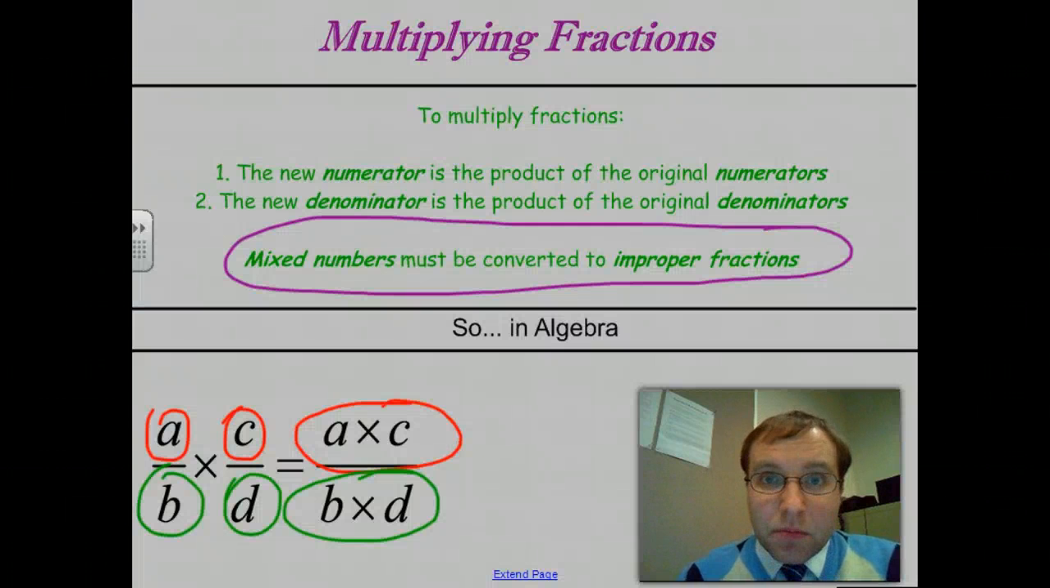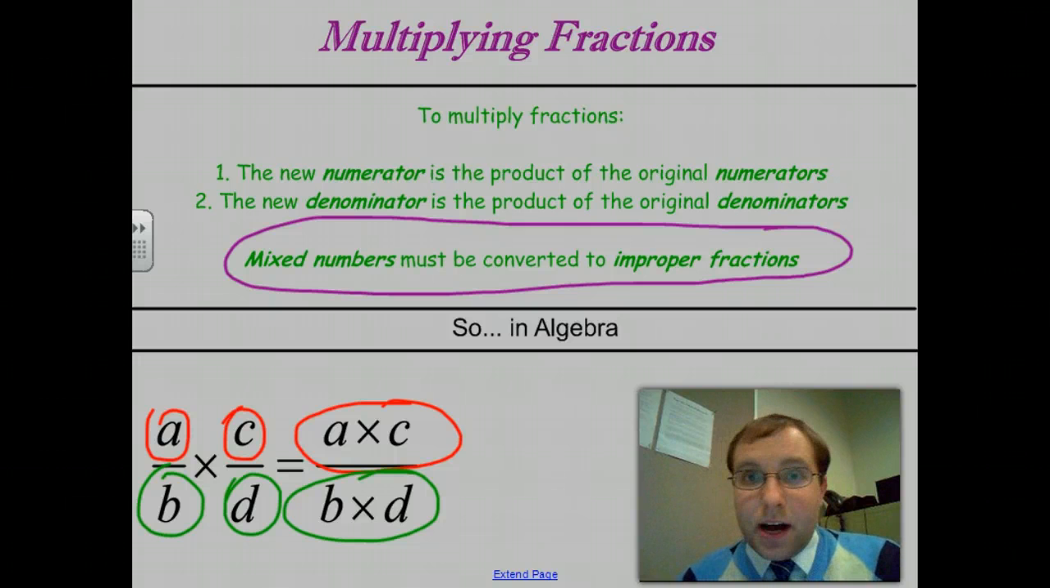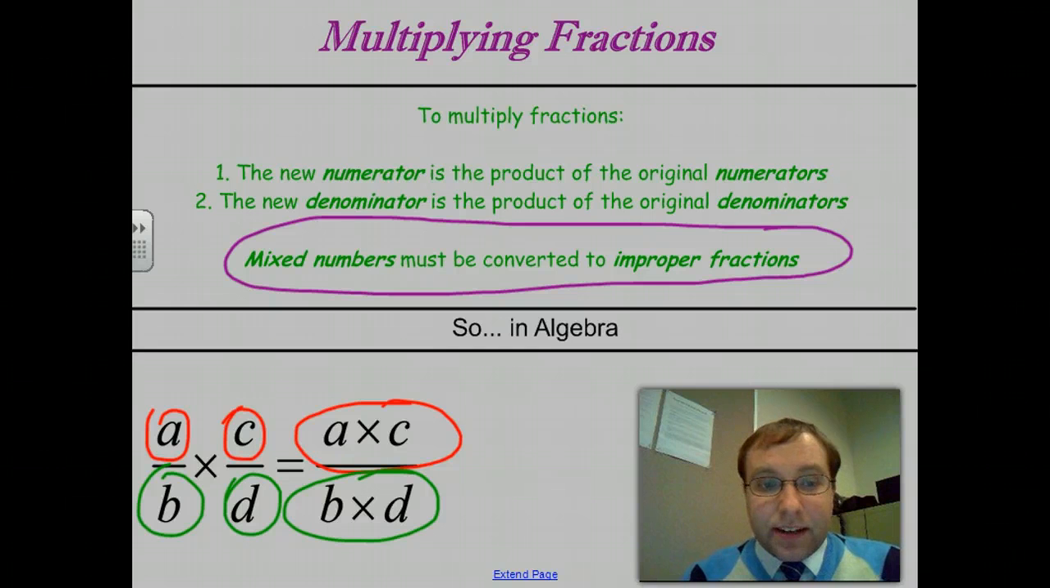So once again, when you're multiplying two fractions together, the numerator of your solution is going to be the product of the original numerators. And it doesn't matter how many fractions you have. You can have 3, 5, 7 fractions, you're all multiplying together. The product of the numerators is your new numerator. The product of the denominators is your new denominator. And then you just need to go through and simplify if possible and if necessary, and of course convert mixed numbers to improper fractions.